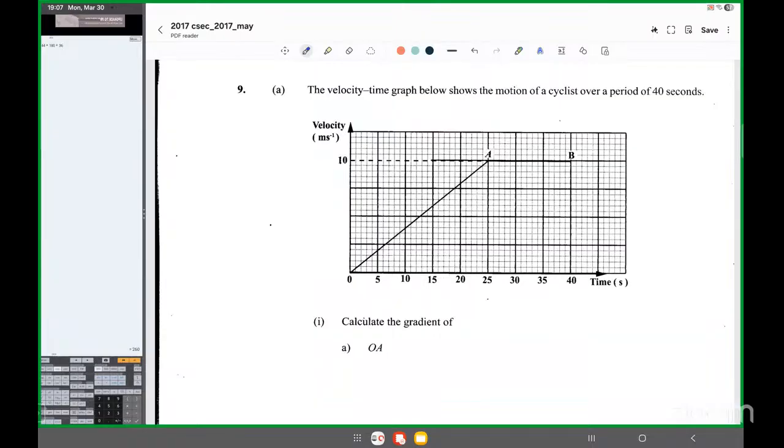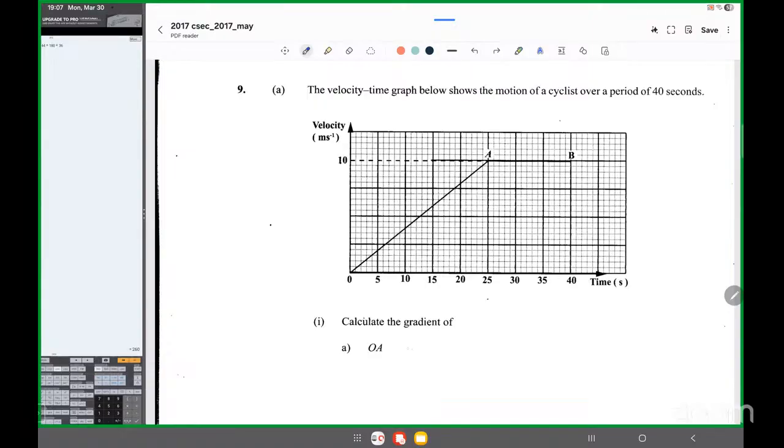This question says, the velocity time graph below shows the motion of a cyclist over a period of 40 seconds. You could do this question that I did. It says calculate the gradient OA. Remember, gradient on a velocity time graph is acceleration, right? So asked for the gradient, it's the acceleration they ask for.